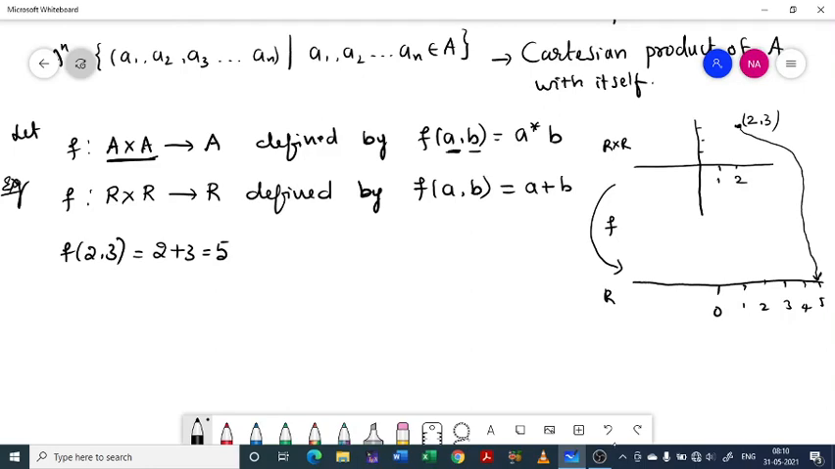Then f of (1, 2), (1, 2) will be somewhere here, right? It will be somewhere here. That f of (1, 2) is mapped onto 3. So this is mapped onto 3 here.